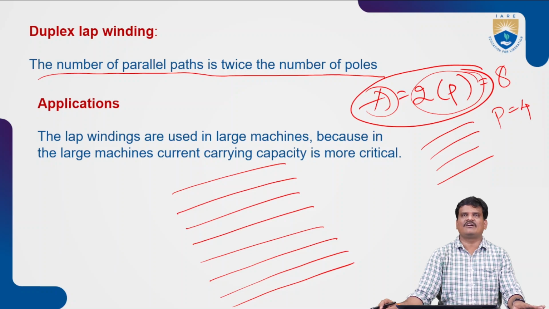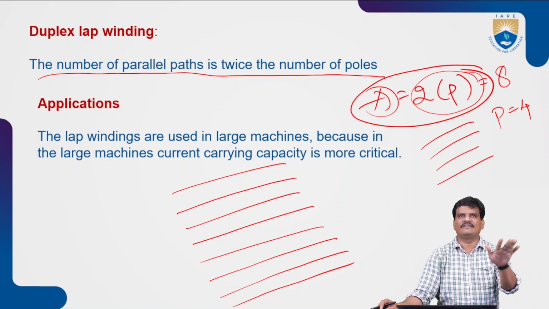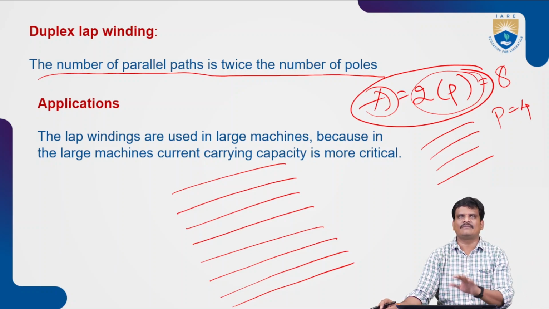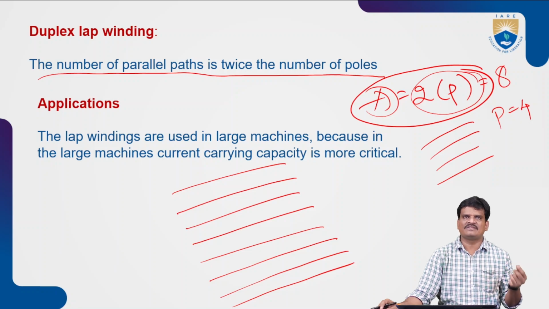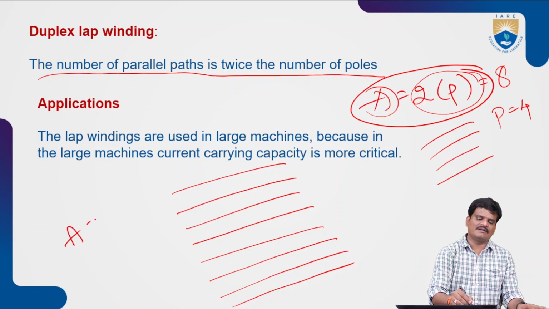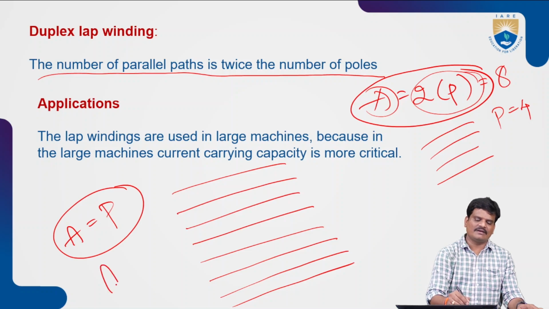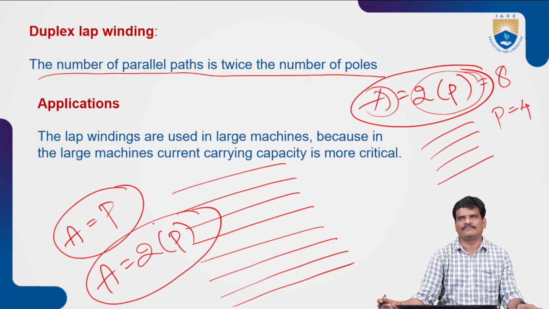That is, the number of parallel paths that is observed between the brushes that are connected in that particular machine. So in the case of a simplex lap winding, the number of parallel paths will always be equal to the number of poles. If it is a duplex lap winding, the armature parallel paths will always be equal to 2 times the poles of that particular machine.